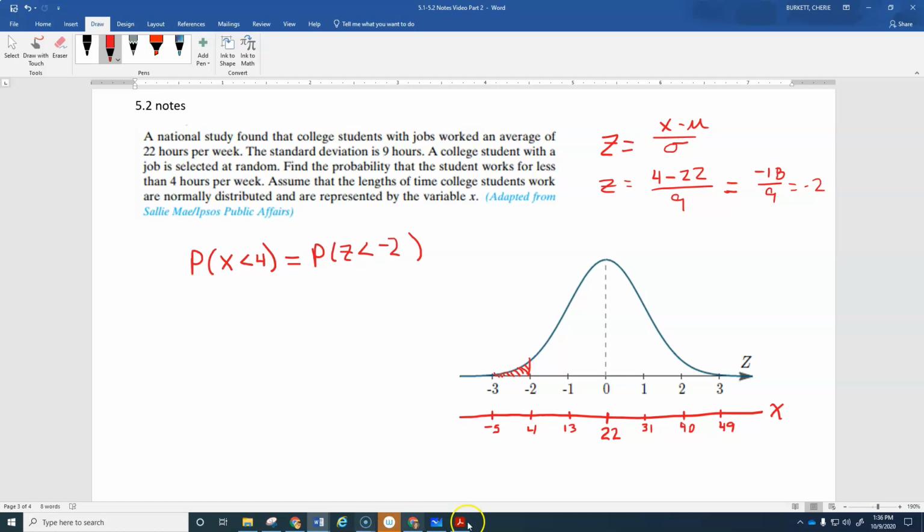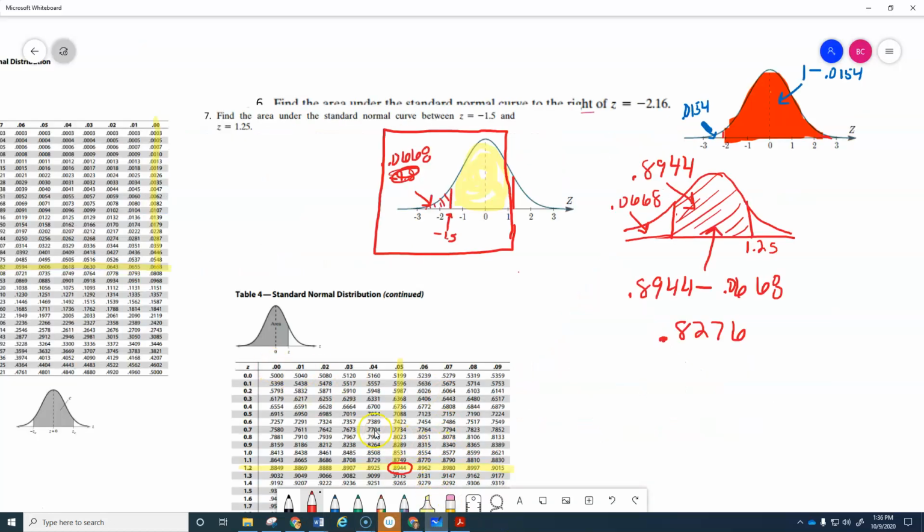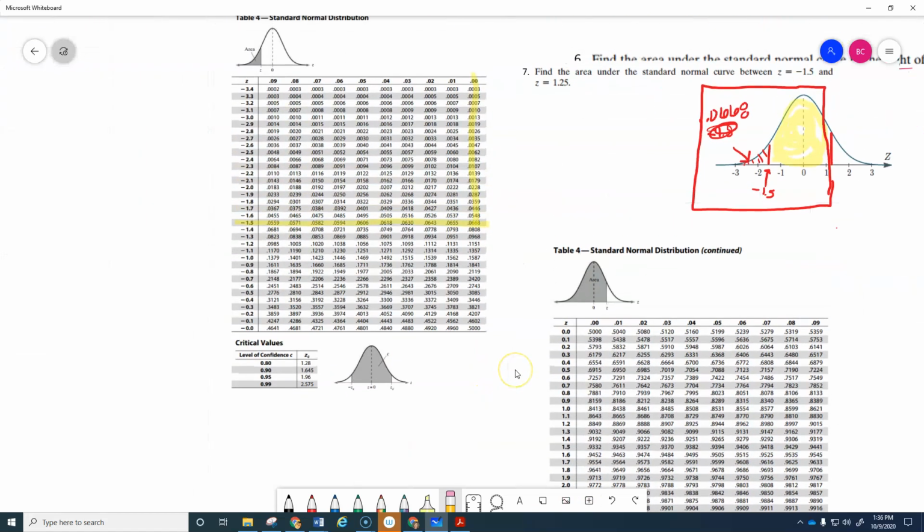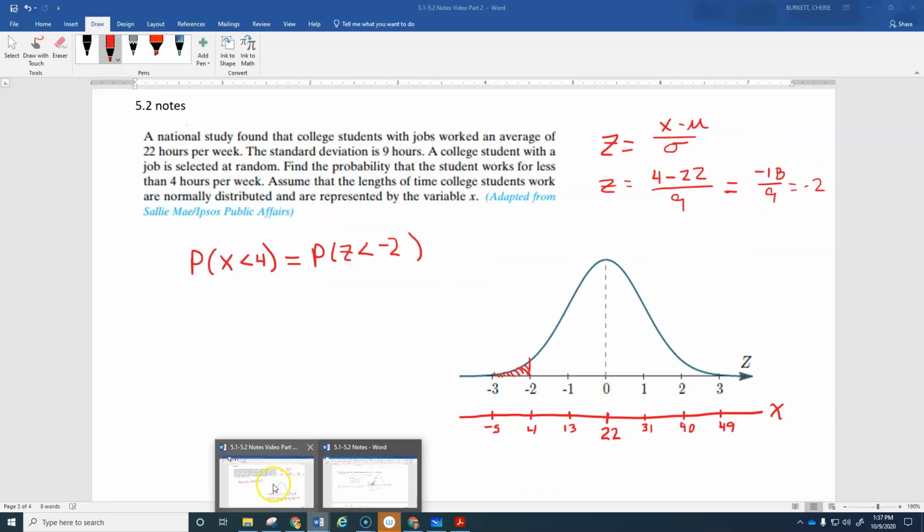So now if I'm going to use the table, I just run over here to the table and look up where, let me erase all this, I'm going to look up the area for less than negative 2. Negative 2 is right there, and it's exactly negative 2, so it's the 0, 0. So the probability that I pick a college student that works less than 4 hours is 0.0228.